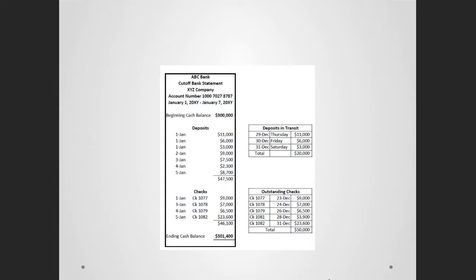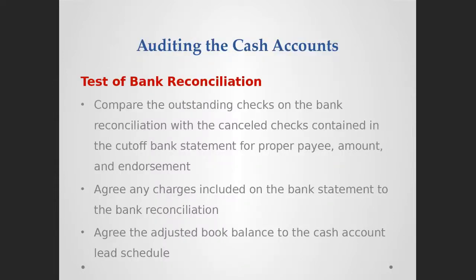The check that your client received back is the canceled check. What we have to do with the canceled check is check the proper payee, the amount, and the endorsement. So you have the canceled check, check number 1077. If your client wrote that check, which your client did, who is the payee? The supplier. Very good. So the amount would be 9,000. That 9,000 amount should also be in the cash disbursement journal.